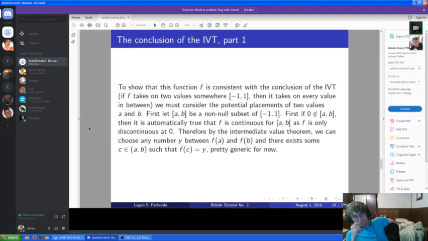First, we consider the case where 0 is not an element of the closed interval [a, b]. It is automatically true that f is continuous on the closed interval [a, b], as f is only discontinuous at 0. I don't believe I proved that.